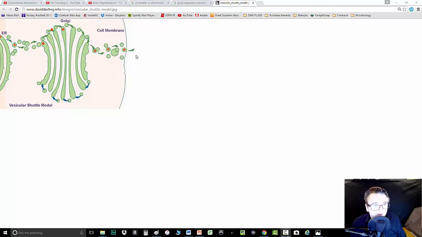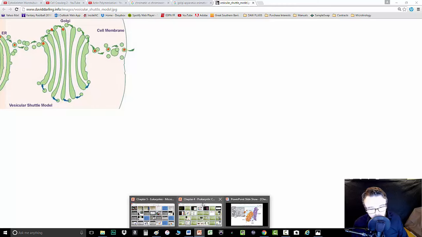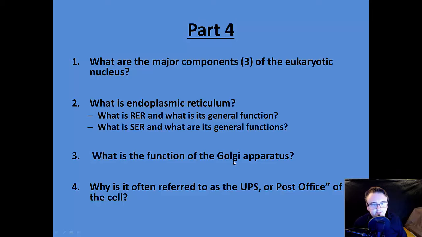That would take place with, for example, digestive enzymes that would need to do their effect outside of the cell. Also, your brain cells function this way. Neurotransmitters such as dopamine and serotonin are often secreted outside the cell to act on other cells in this kind of way. So that's the Golgi apparatus.